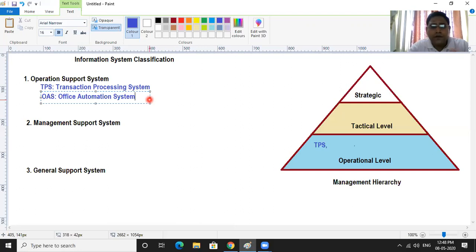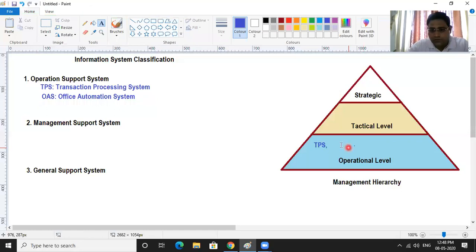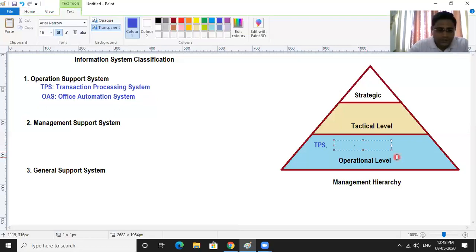Again, here we are not assisting or supporting any manager or decision maker in decision making. We are just assisting in the processes, transactions or operations, and that is why it is known as operation support system. So the office automation system we can also add here at the operational level.